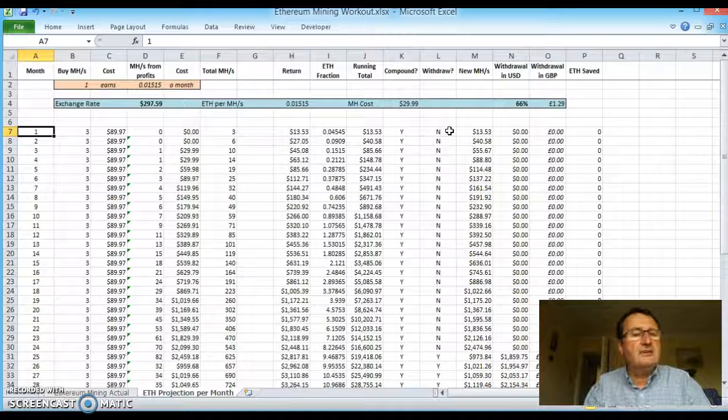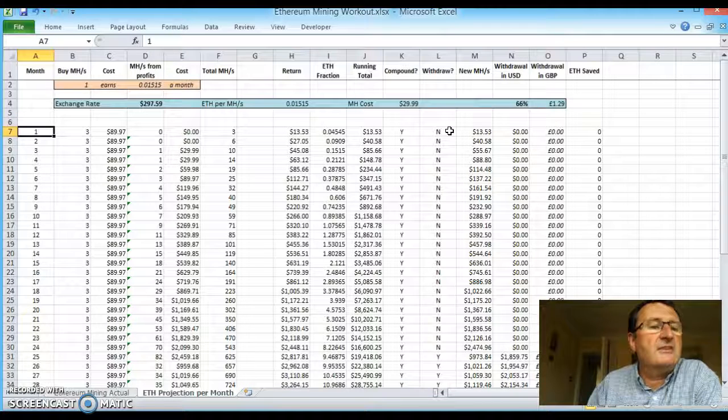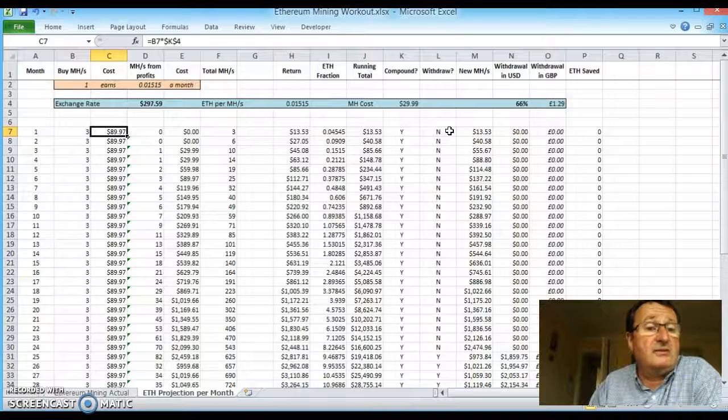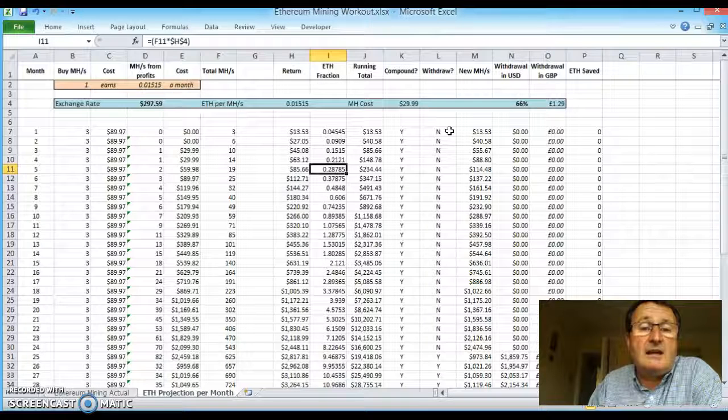So just going over the columns again very, very quickly. This is the month. This is the amount of megahash that we're buying from outside sources. This is the cost. This is the amount of megahash we can buy from profits from our mining operation if we decide to reinvest. This is the cost of that. This is the total amount of megahash we've got working for us. This is the amount that's being earned per month. And this is the amount in Ethereum.